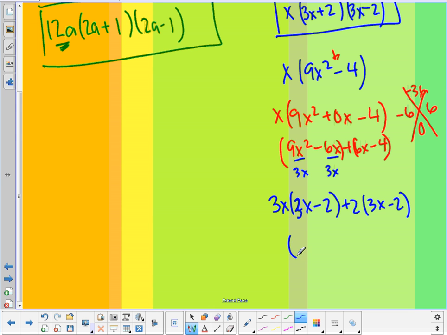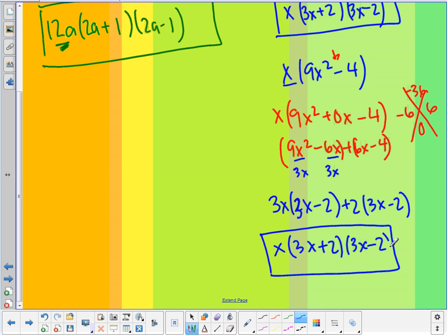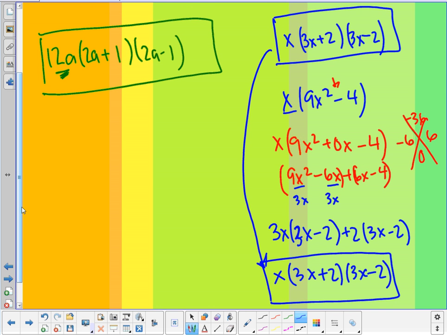So if you'll notice, I get 3x plus 2, 3x minus 2 with that same GCF that I had in front. The factored form ends up being the same. It's just nice if you recognize the pattern because it is easier and it speeds up your process a little bit. If you don't want to use the pattern, that's fine. Just fill in your middle term with 0x. But the pattern makes things a little bit quicker and a little bit easier.